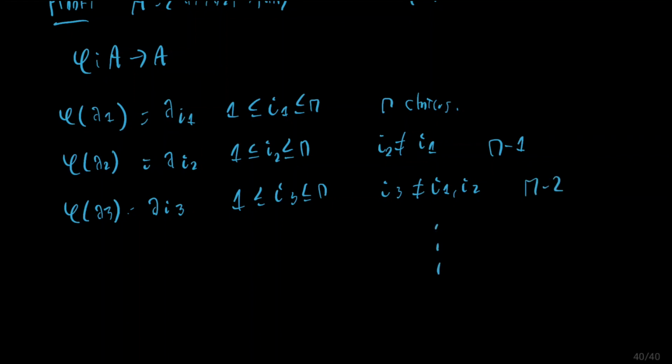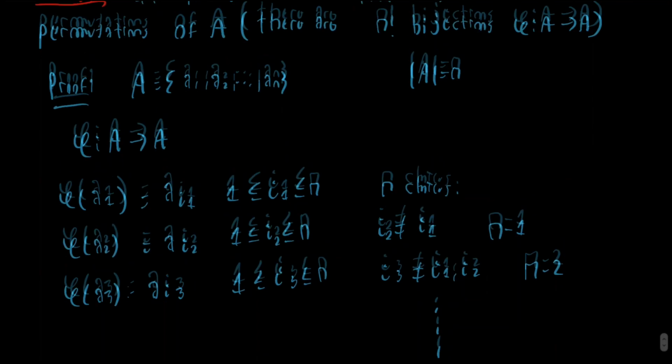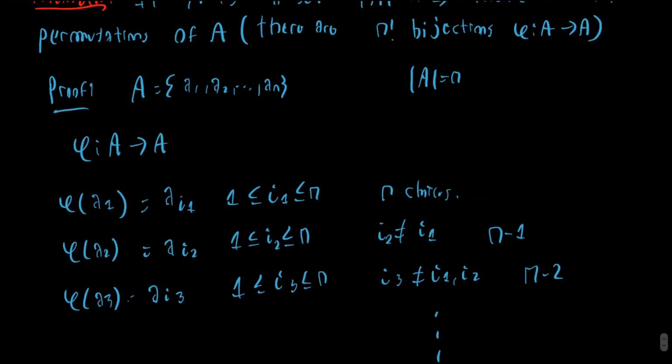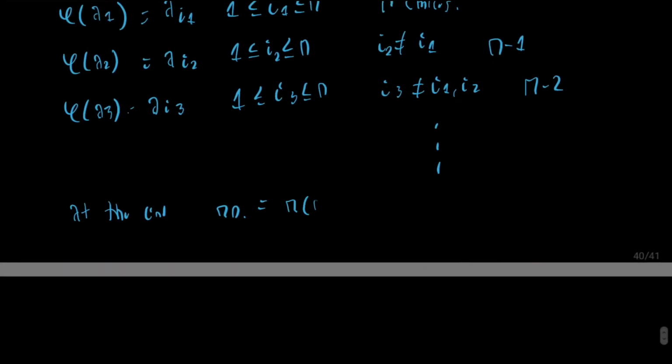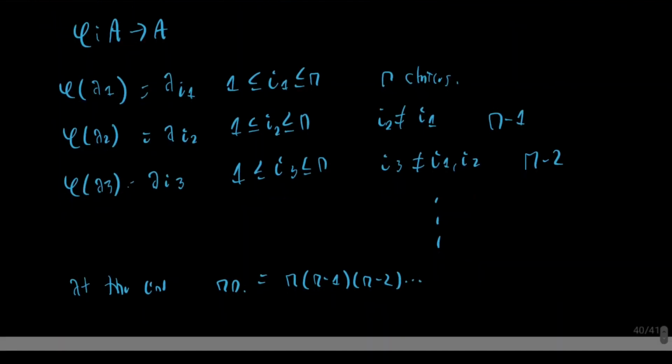So in other words, to build a bijection, we continue this until we exhaust the elements. In other words, until we have covered all the set A in order for our function phi to be surjective. And so in total, at the end, the number of bijections by the product rule is just n times n minus 1 times n minus 2, until we exhaust the number of elements of A. So we end with 1, and this is just n factorial. And this proves the fact.